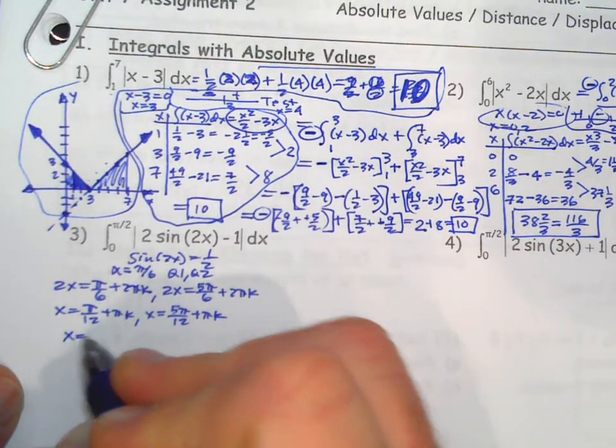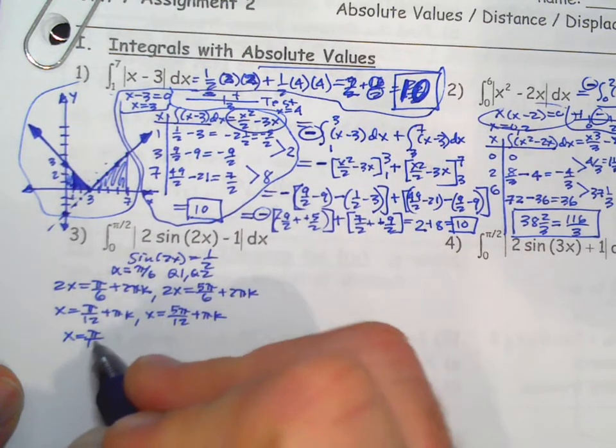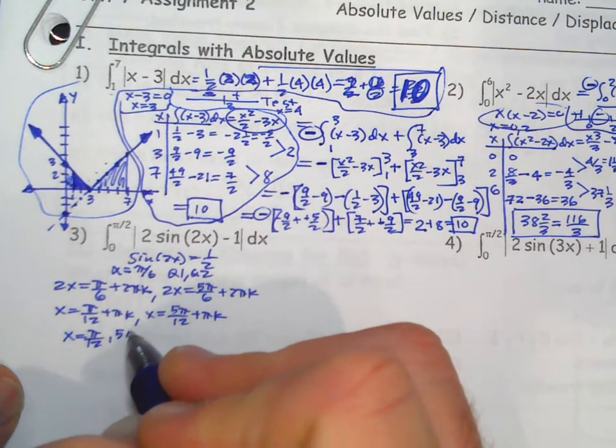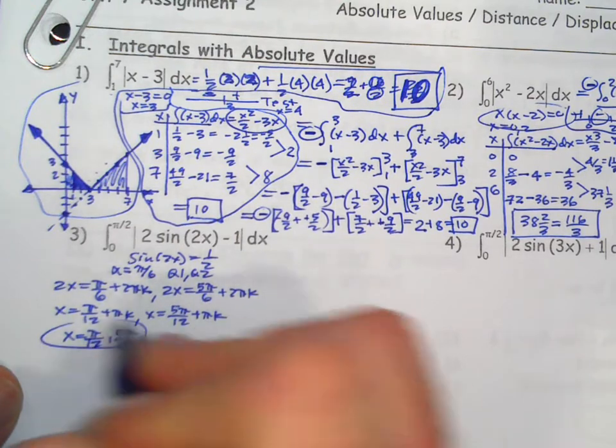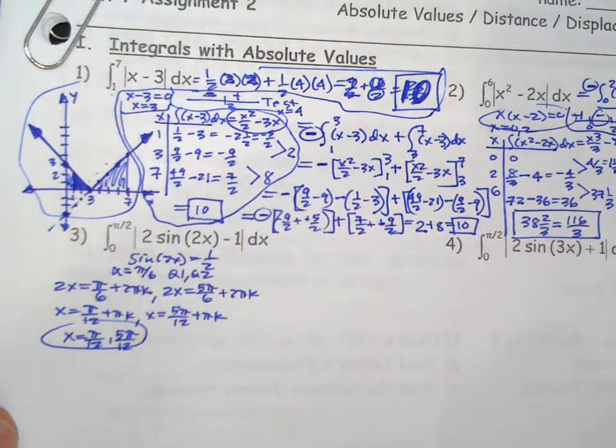And we just want the ones between 0 and pi over 2. So that's just going to be these two right here. So that's where you're going to break it up.